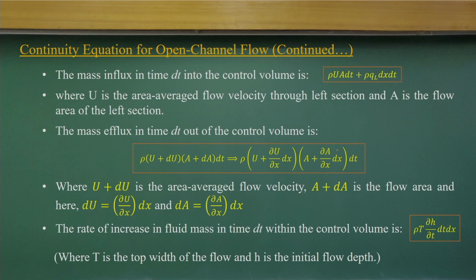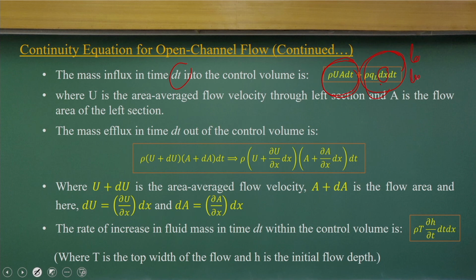If you come back to the initial delta t time in mass flux, the mass influx coming in time dt is rho u a dt, plus you have the lateral flow coming into this control volume, which will be QL times dx. So lateral flow is per unit length into dt.